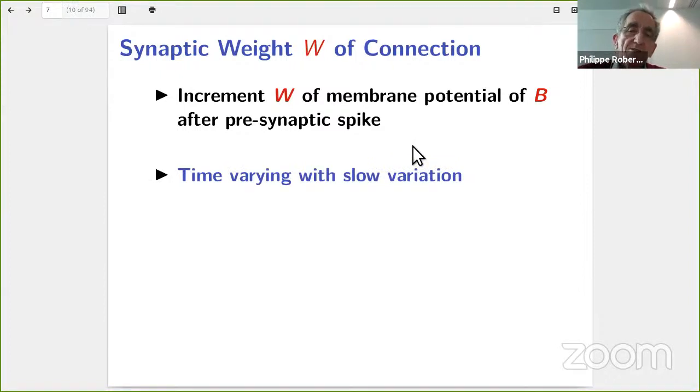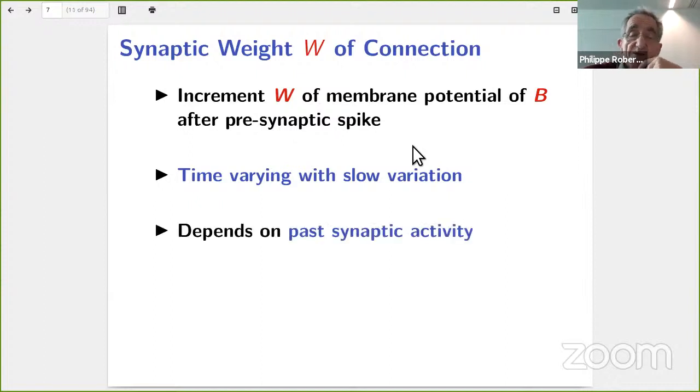It's a quantity which has a slow variation with time. Okay, I will come back later to the numbers related to this time scale. And in fact, this is what the experiment shows: it depends on past synaptic activity. And the trouble is that it depends in a complicated way on the past synaptic activity. And this is where the modeling problem is: how we can represent this complicated functional, which expresses the increment of the synaptic weight with respect to time.